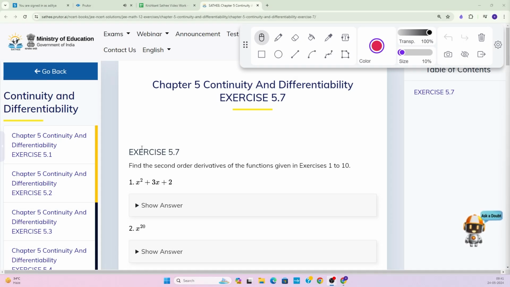Today we will be seeing the chapter 5 continuity and differentiability, NCERT exercise 5.7 solutions. So far, if you are following our sessions, this exercise is related to second order derivatives, and we already covered the theory part for that also. Now let's jump to our first question of this exercise.